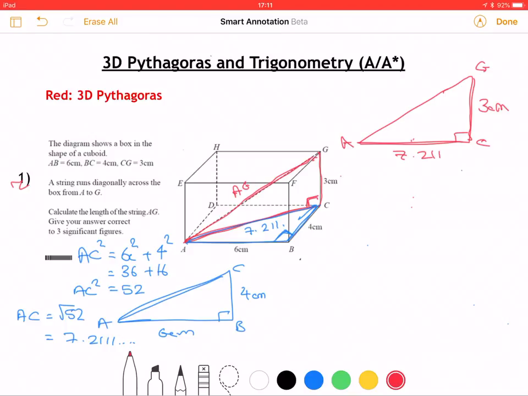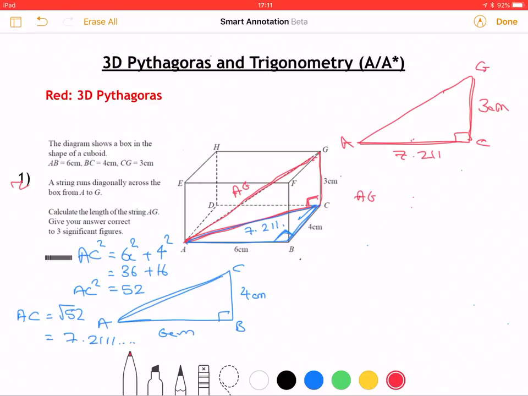So this over here is 7.211. And so we're going to use Pythagoras or trigonometry to work out the length of AG, miss. We are going to use Pythagoras because we don't have an angle. Okay, so again, we're working out the hypotenuse. We're going to use Pythagoras. Therefore, we're going to add the other side squared.